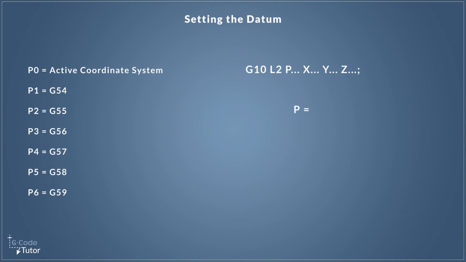Now the P value here. Now this decides which datum we are putting our information in. So P1 would be G54, P2, G55, etc., all the way down to P6, which is G59. So here, if we were setting G54, for example, our P would equal 1. So we'd have G10, L2, P1 so far.